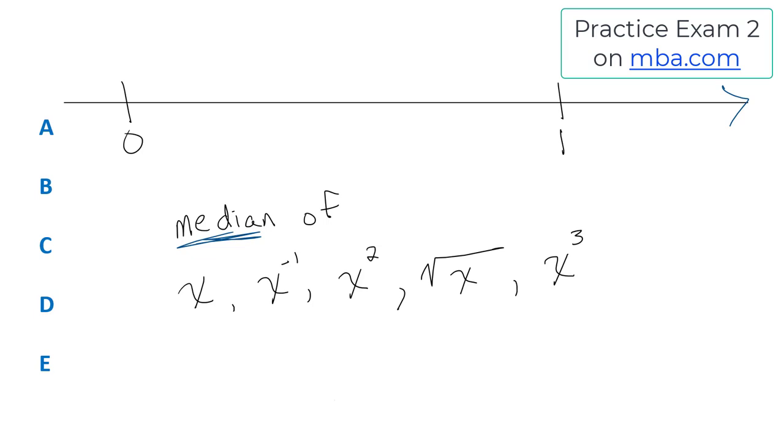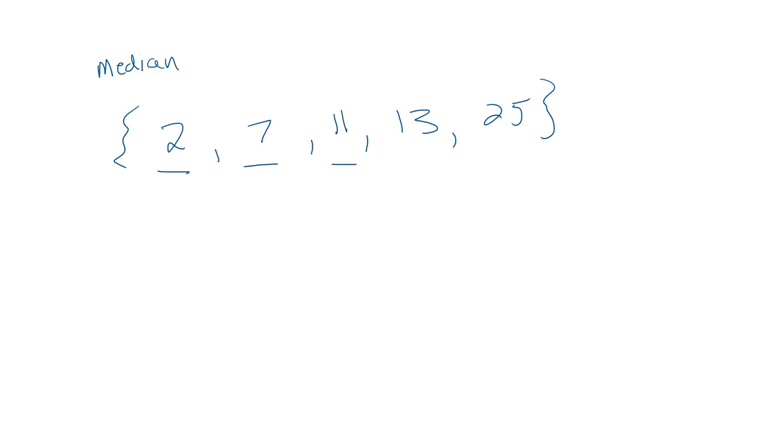So let's just do a quick review on median. The median of, in this case, we have five numbers. Suppose, I'm just going to make these up arbitrarily, I don't know, 3, 7, 11, 13, and 25. So here I'm just making up five numbers. We have 1, 2, 3, 4, 5 numbers. The median is the number in the middle. So the median here would be 11.